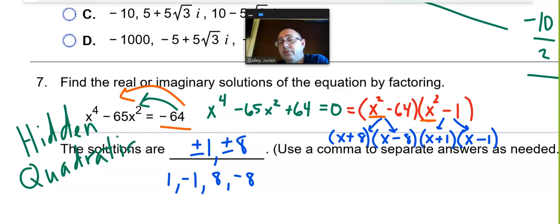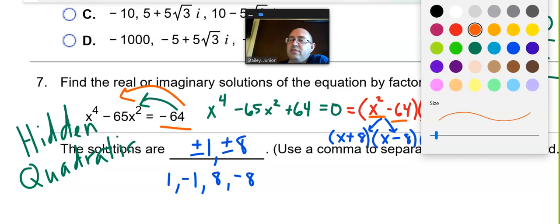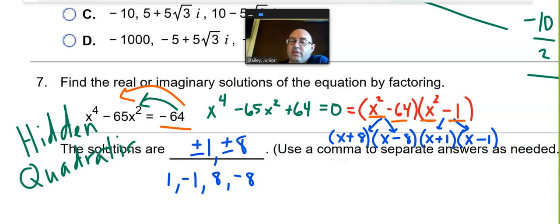What multiplies together to give me positive 64, but adds up to negative 65? Well, I did negative 64 and negative 1. But then I noticed they're both differences of perfect squares. So I was able to break this one down into x plus 8, x minus 8, and x plus 1, x minus 1. And then, of course, we set all the factors equal to 0. Remember that? And once we do that, then we end up with these answers.